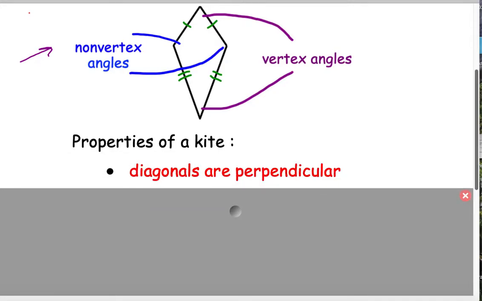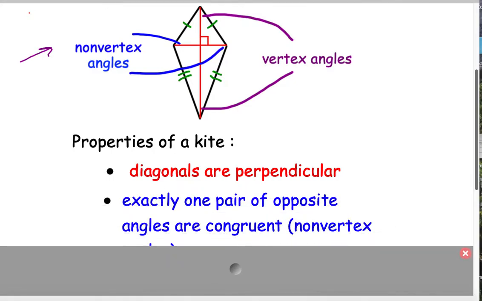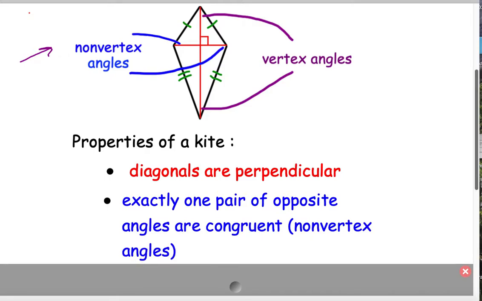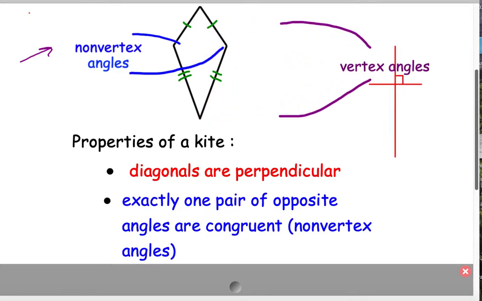First thing is the diagonals are perpendicular all the time. So if you drew the diagonals, I think it would be pretty clear you could see that they form 90-degree angles. What else do we have? Exactly one pair of opposite angles are congruent, and those would be the non-vertex angles. So let me move this out of the way for a minute. So when you have a kite, those two angles are always going to be congruent.